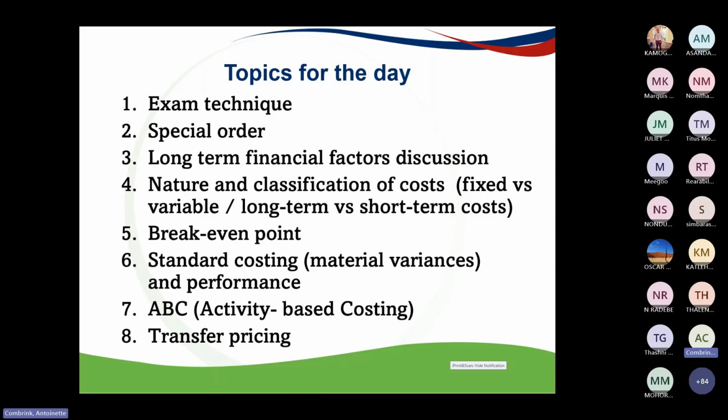So the topics that we'll be covering today: we're quickly going to look at exam technique. We've got special order and long-term financial factors, which is just going to be some discussion. Nature and classification of costs, fixed and variable, long-term versus short-term. We've also got CVP, break-even point, standard costing, but we'll only look at material variances, ABC, a brief discussion, transfer pricing, and then number 9 is going to be for homework. That is performance management that we've done already under strategy, so you'll just be revising that before test 4 and before the exam.